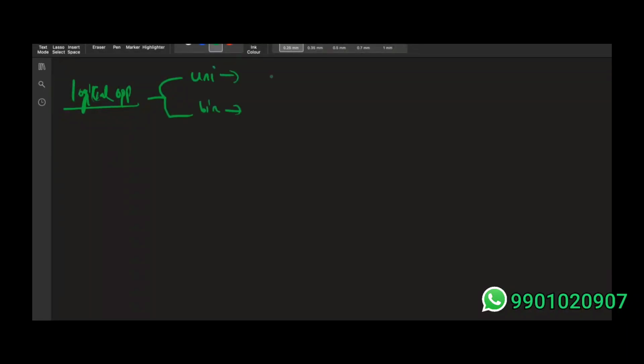In the unary operator, you have the tilde operator. In the binary operators, you have AND and you have OR. Right? Now coming to here, what is this?